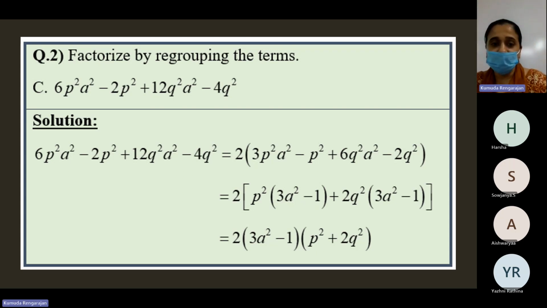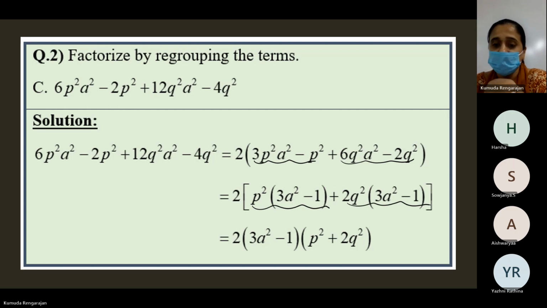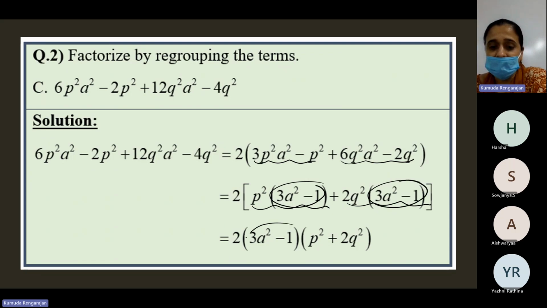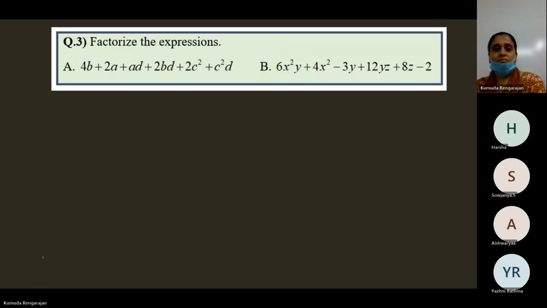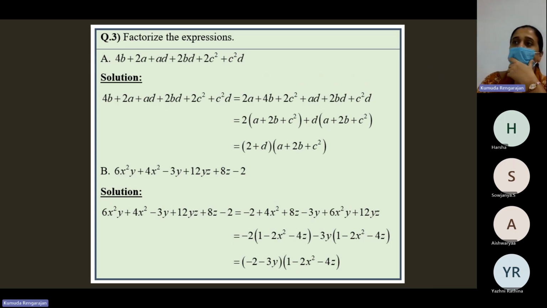So here again in 2C, all the four terms have 2 in common. So take out the common factor, then do the grouping with the terms inside the bracket. Group these two terms, and then you see in the brackets, you have the same expression. So write it once, group these two and put it in another bracket.